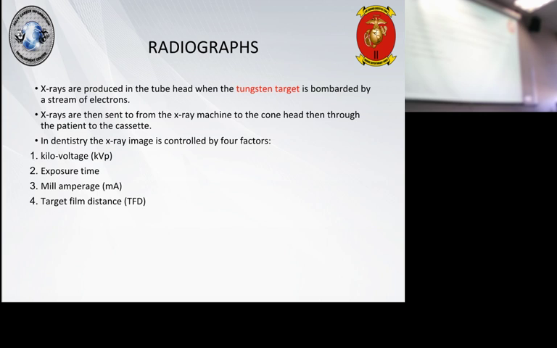The X-rays are produced in the tube head when the tungsten target is bombarded by a stream of electrons. In dentistry, the X-ray image is controlled by 4 factors. You have kilovoltage, exposure time, milliamperage, and film target distance.